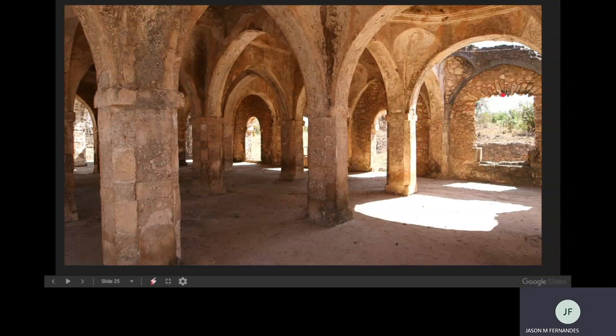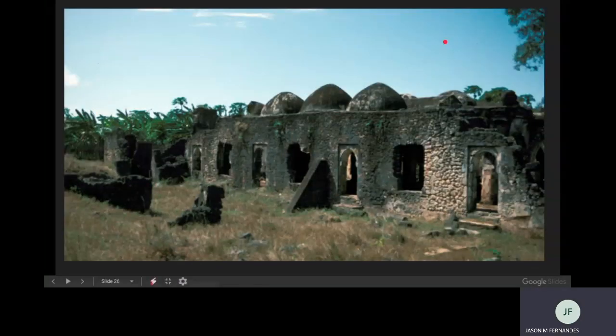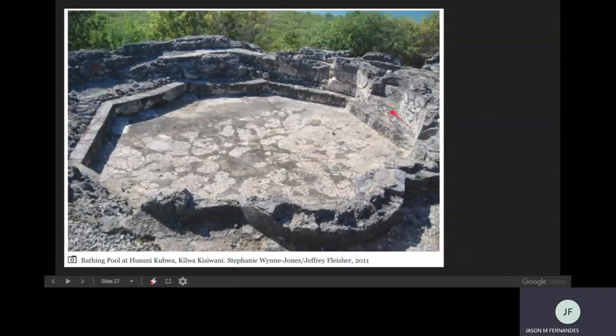Another shot of the Kilwa Mosque, right? You can see some of the stonework that underlies the plaster work. Here's the outside of it. You can see the domes here. Really beautiful structure, right? You can see some of the wealth that was created on the Swahili coast.